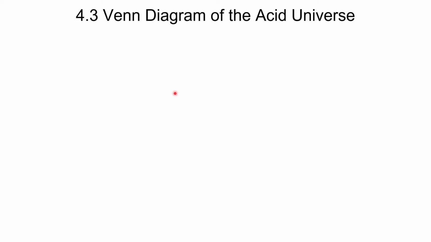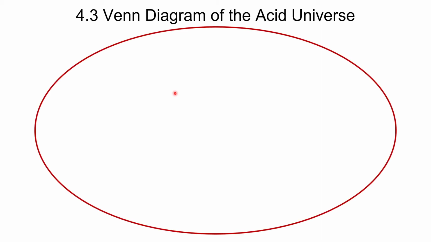All right, in Chapter 4, Section 3, we're going to be looking at metathesis reactions. And the very first type of metathesis reaction that we want to look at is acid-base reactions. To do that, we need to get a little bit of background on acids and bases. And so here I've got a Venn diagram of the acid universe.